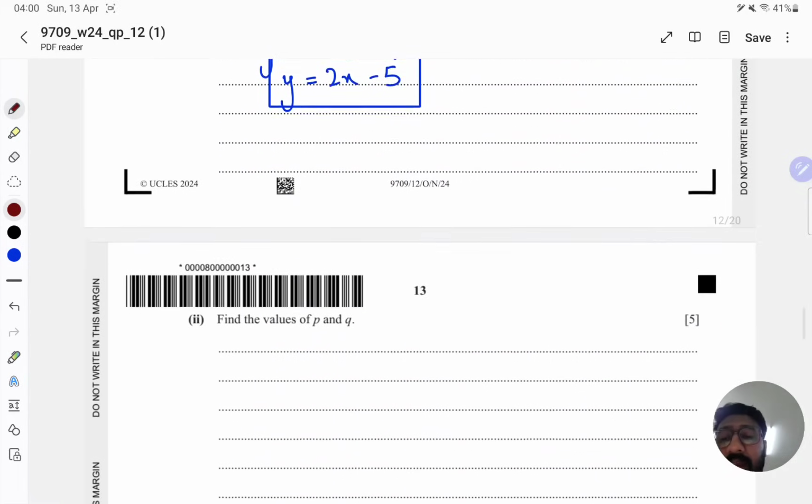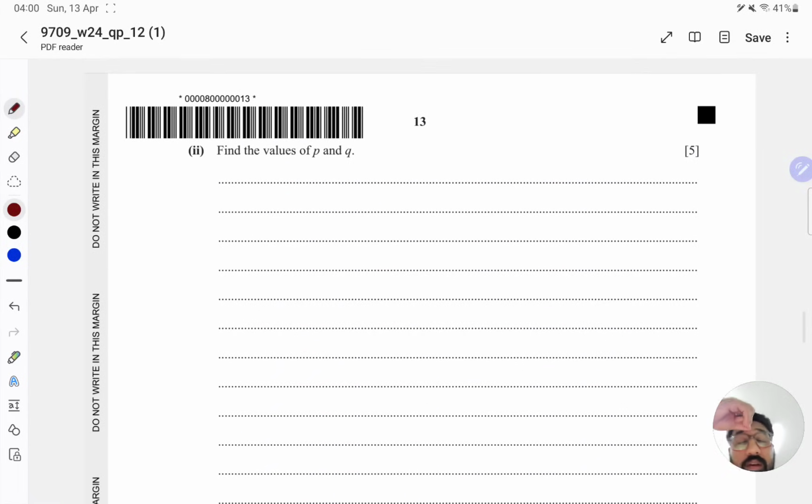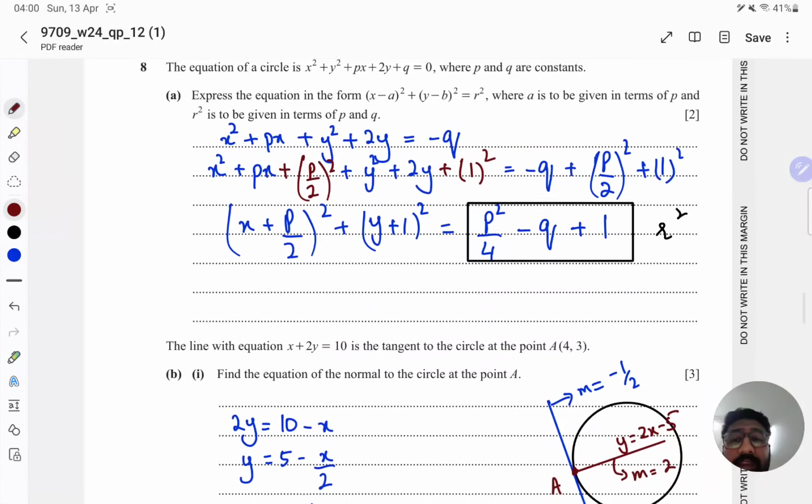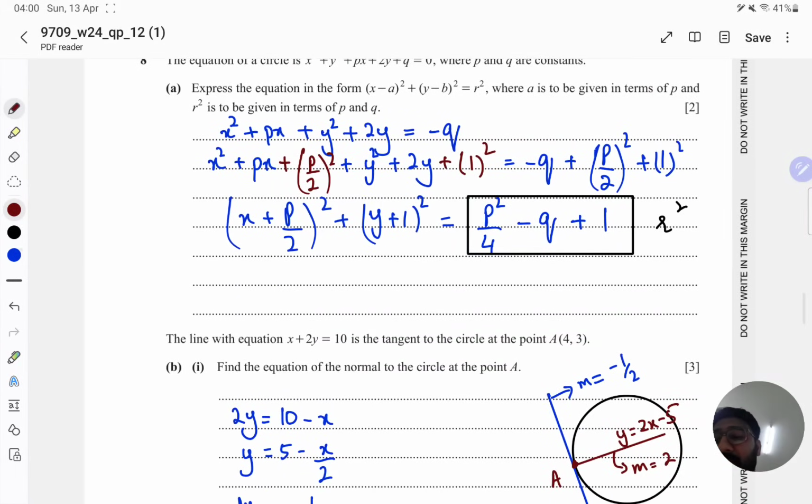Okay, so the next question says you need to find out the values of p and q. To find the values of p and q, there are some things that you need to see here. You can see that we have the coordinates of the center point, and the coordinates of the center point are basically from the circle equation, the coordinates of the center of the circle will be minus p by 2 comma minus 1.